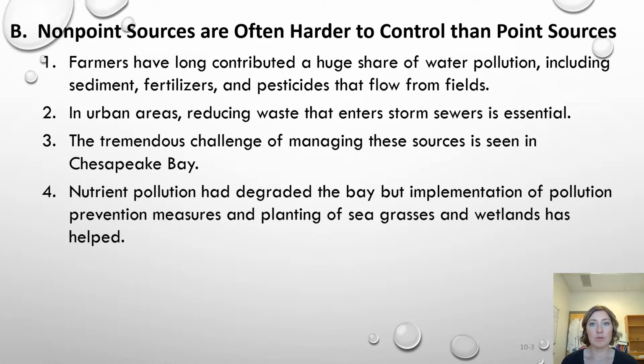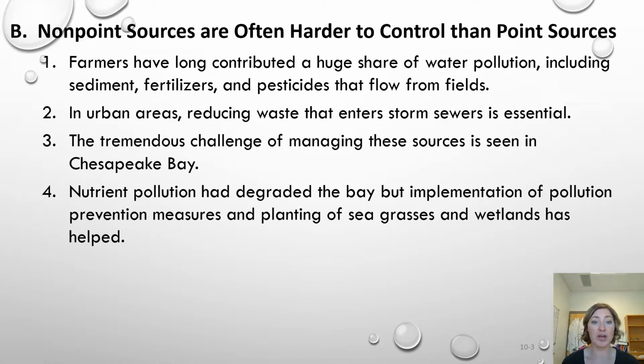We can also ask to preserve wetlands. Remember that wetlands help to capture sediment, so it stops the sediment flow into larger streams, rivers, and lakes. But it also captures contaminants, and it helps to ultimately protect surface and groundwaters. If we're in an urban area, we're really looking at reducing waste that enters storm sewers in order to prevent those non-point sources of pollution.